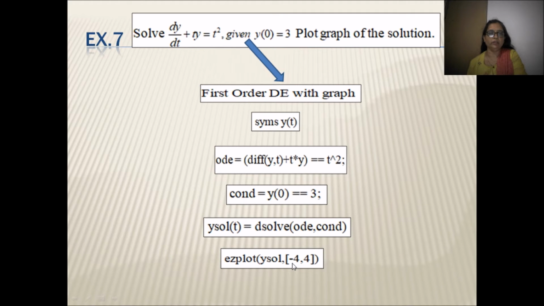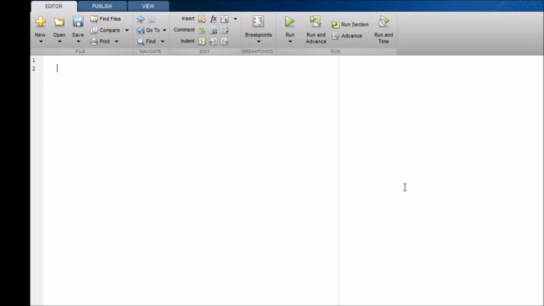But if we need the graph between some values of t, suppose I define here -4 to 4. These values on the x-axis. Therefore, we get the graph of t values from -4 to 4. Then we solve this in MATLAB, and here grid is on. By using MATLAB, we solve example number 7 and plot the graph of its solution.